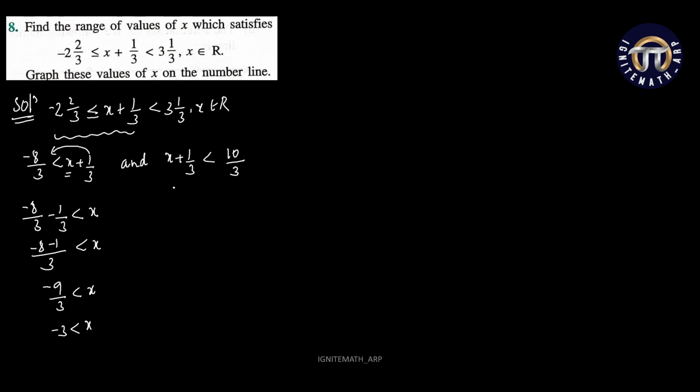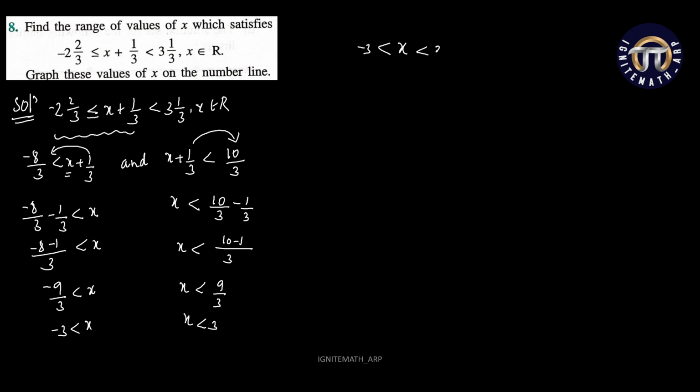Now observe this part of the inequation. So x I will keep as it is. 1 by 3 I will take on the other side. So I'll just write it as 10 by 3 plus 1 by 3 goes to the other side, becomes minus 1 by 3. Then x is smaller than, again LCM is 3, 10 minus 1. So x is smaller than 9 by 3, x is smaller than 3 again. So I'll combine these two and write x is greater than minus 3 and smaller than 3.